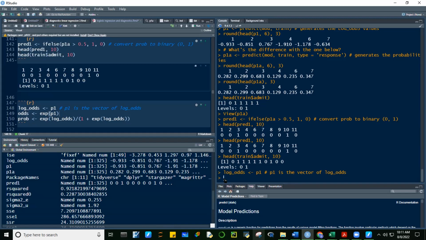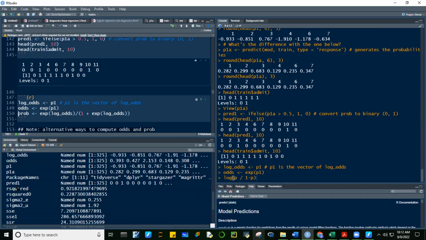Okay, so let me explain that kasi si log odds natin ganito, 'di ba? Log ng P over 1 minus P. Yan yung log odds ratio natin. Okay? If you get the exponential of this, you'll get the odds ratio. Kaya ito, the odds ratio is equal to the exponential of your log odds ratio. Okay? So yun yung odds ratio natin.